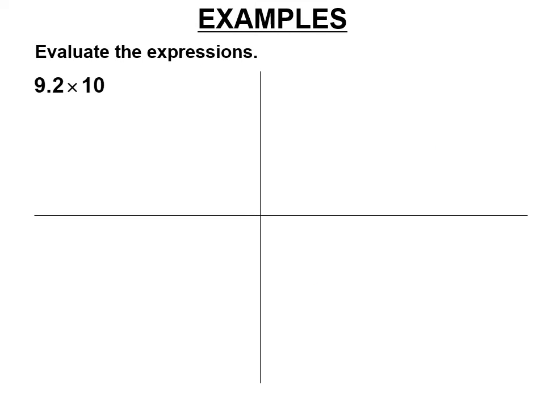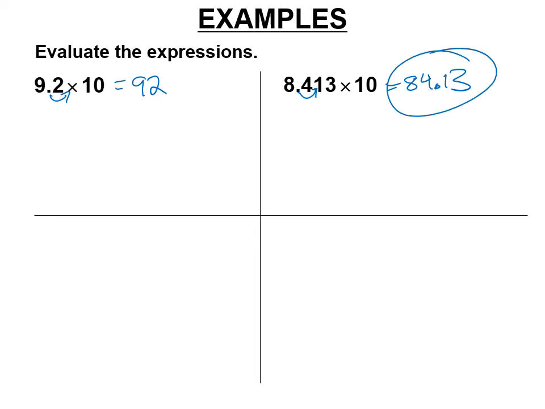All right, so use it. This is what you're doing in your homework. 9.2 times 10 must be 92. 8.413, which is 8 and 413 thousandths, times 10, right? You move it once. It's not move it to the end or some other rule. It's move it once for multiplying by 10. So that's 84 and 13/100ths.